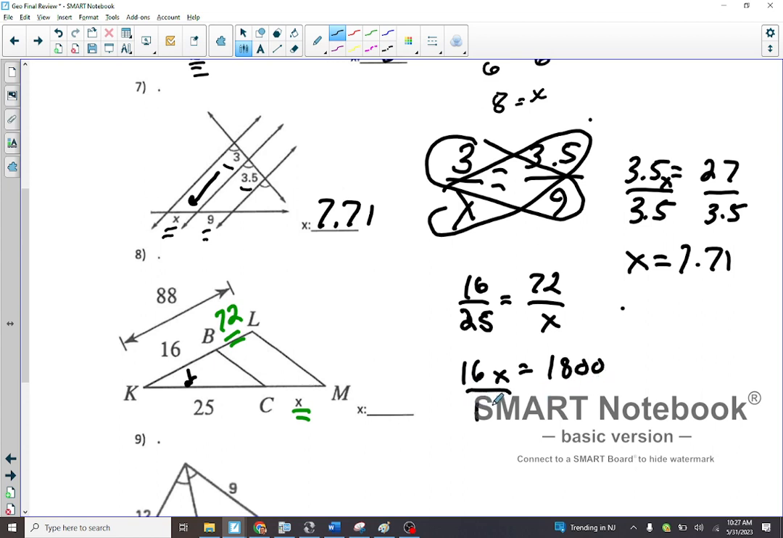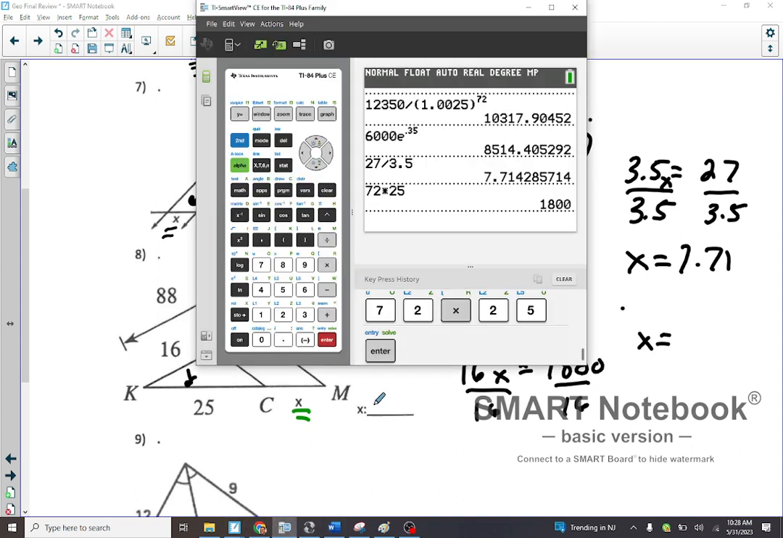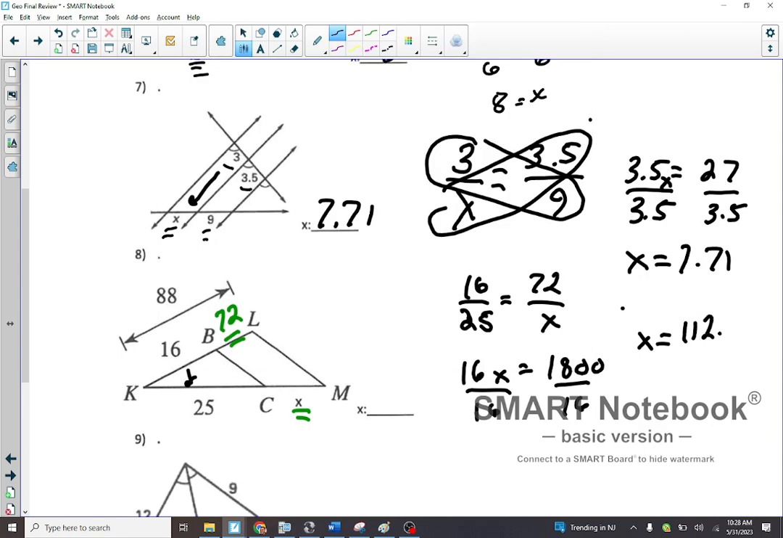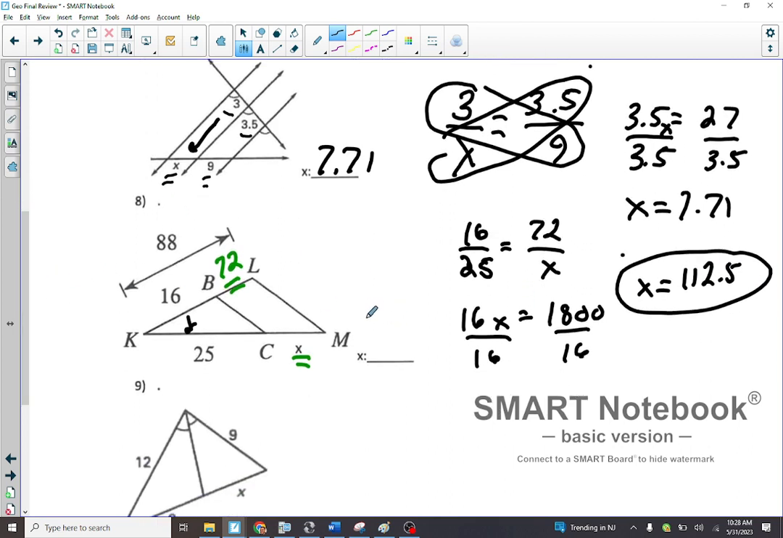That divided by 16 on both sides. Wait, 80, that'd be like 20. No, it's definitely 100 something. Like 240. It's not 200. 40. Divided by 16. 112.5. Don't block anyone's view. No, it's an actual measurement, so it's 112.5.